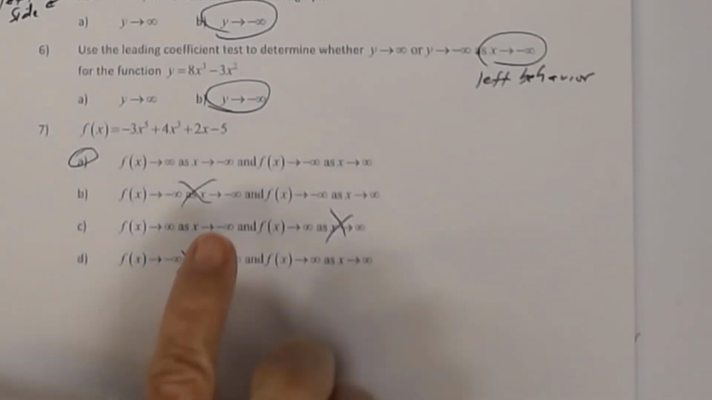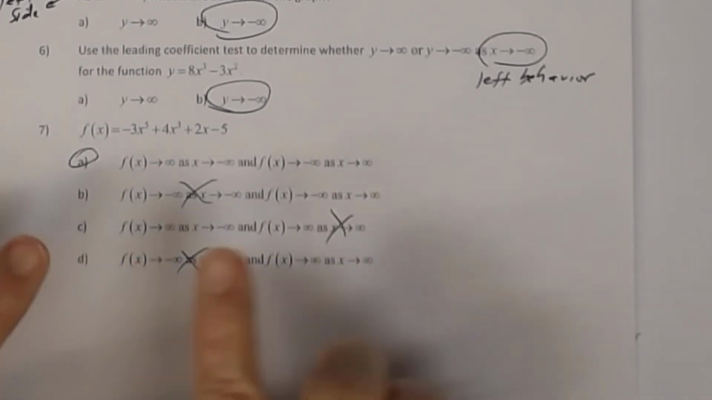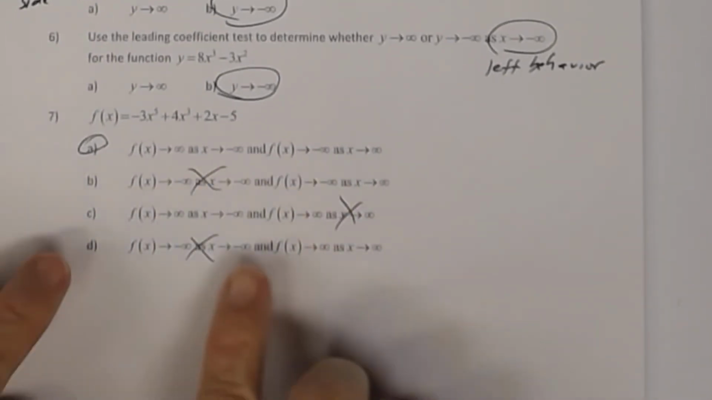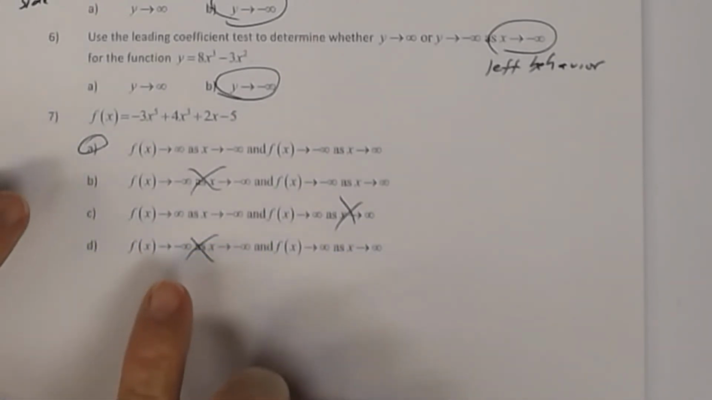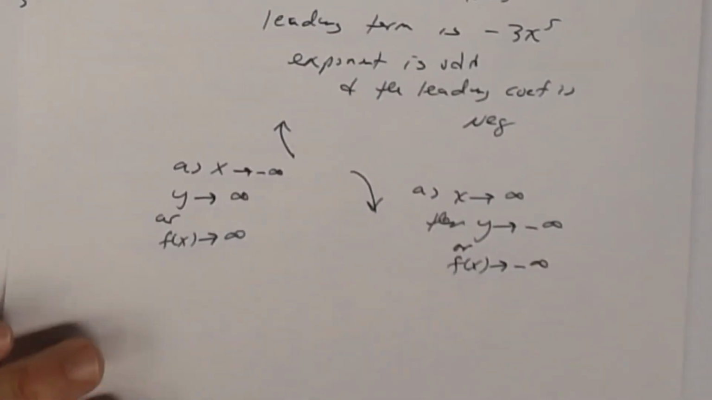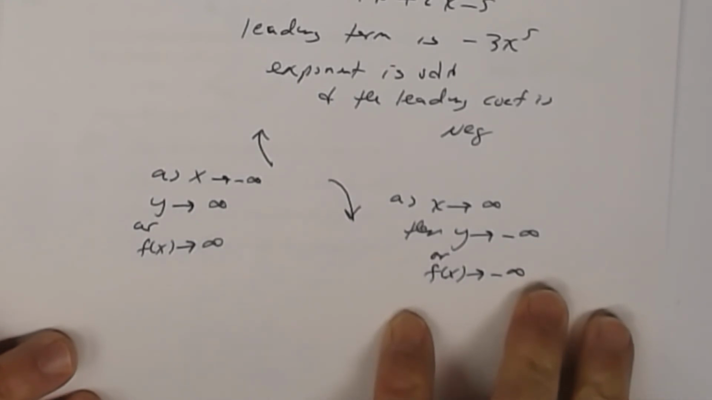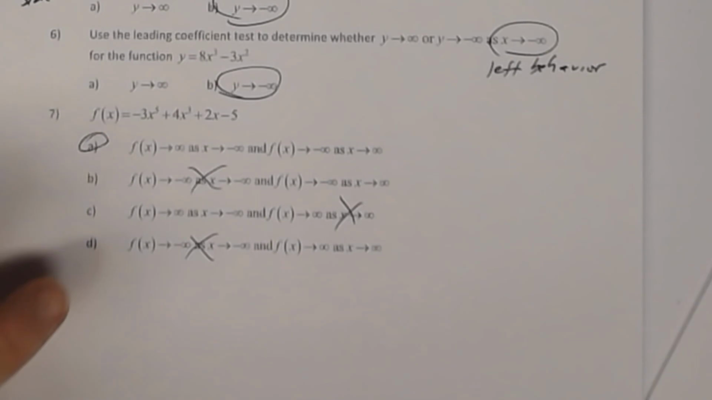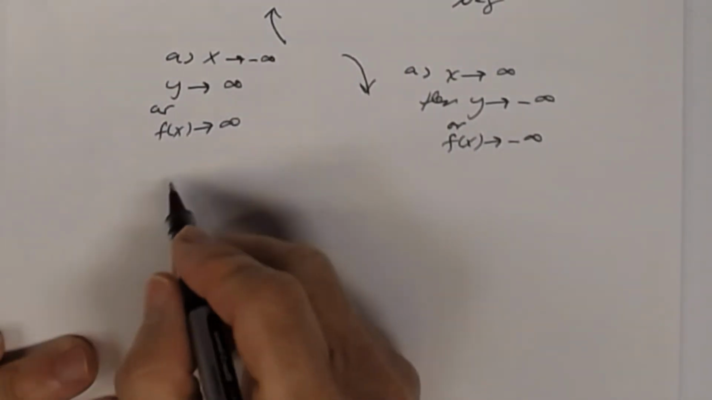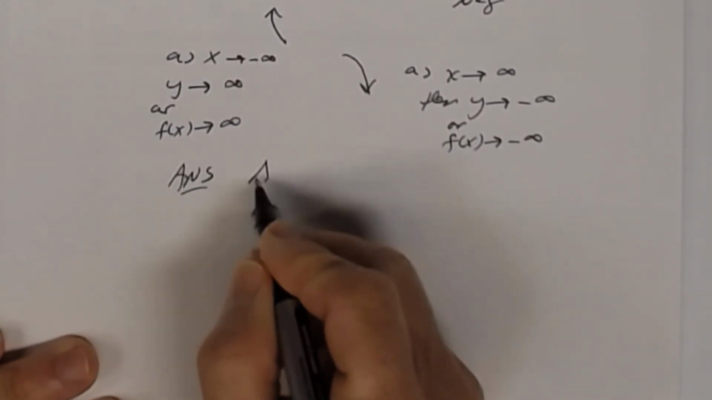So you got to be careful as you read this. You got to think through this process. This is not an easy task to get right away. You got to think about this situation here, what's in front of you, to be able to answer this. All right, so the answer for 7 is A.